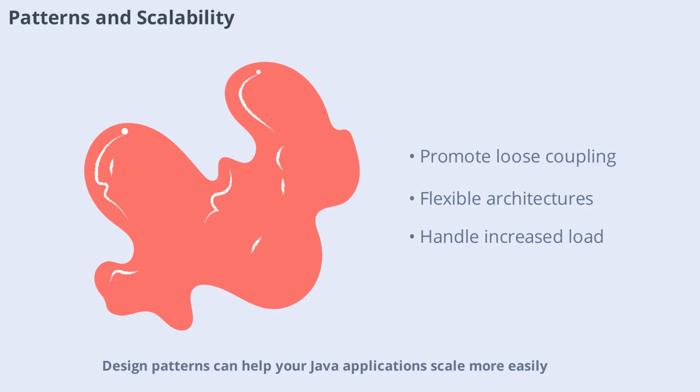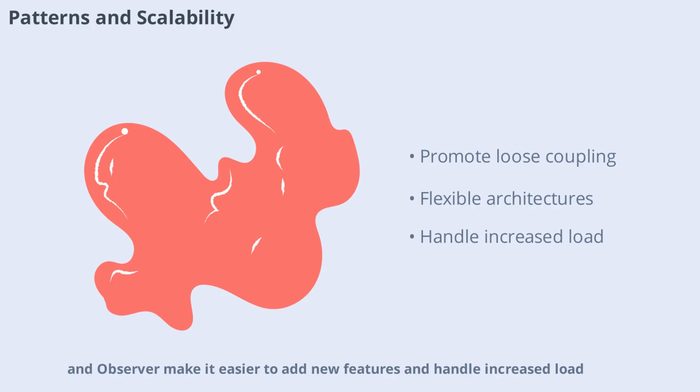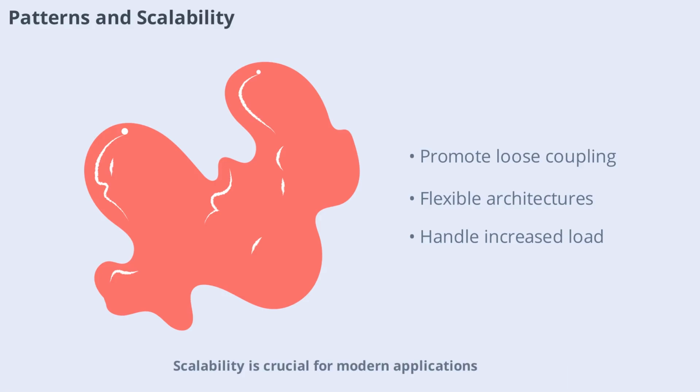Design patterns can help your Java application scale more easily. By promoting loose coupling and flexible architectures, patterns like Singleton, Factory, and Observer make it easier to add new features and handle increased load. Scalability is crucial for modern applications, and patterns provide a solid foundation.